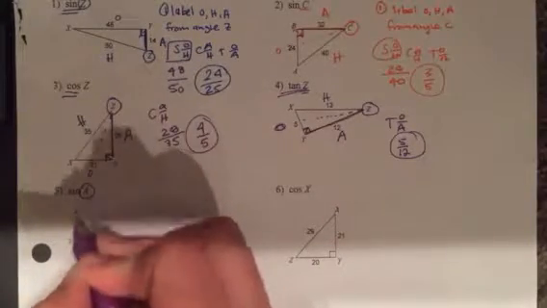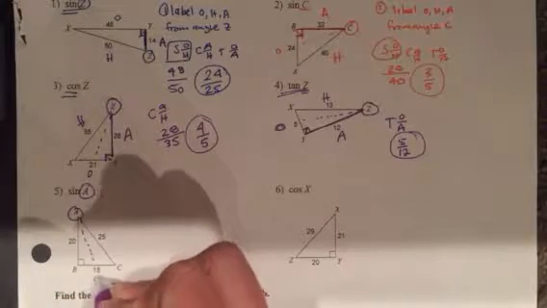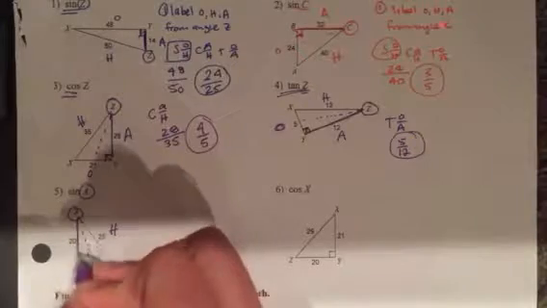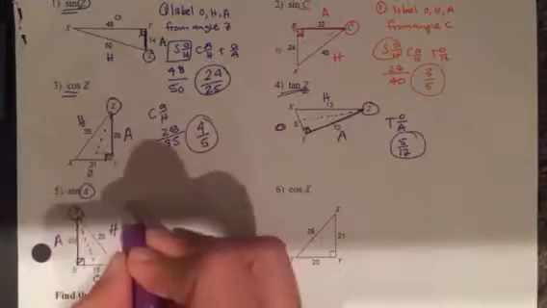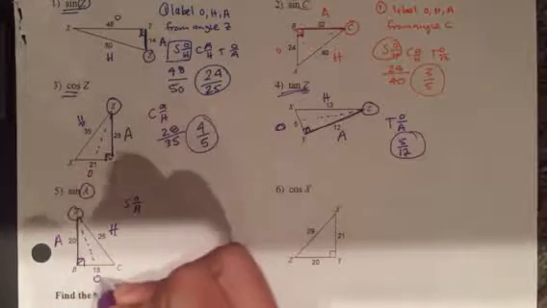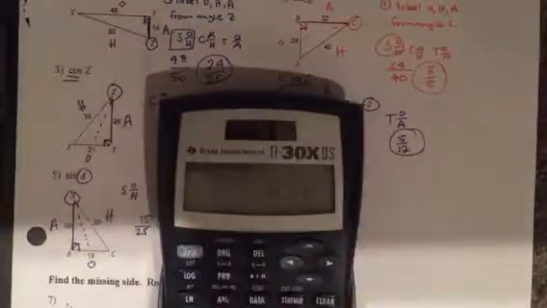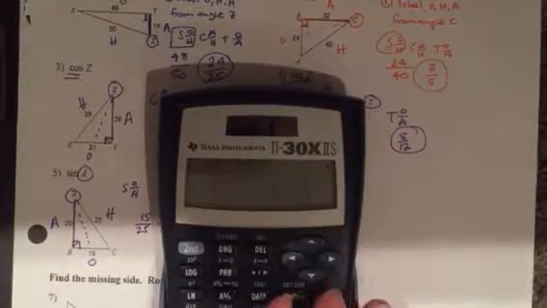Based off of angle A, we find our opposite side. Hypotenuse is across from the 90. Adjacent is between the two angles. Because it is sine, we need O over H, 15 over 25. 15 divided by 25 reduces to 3/5.